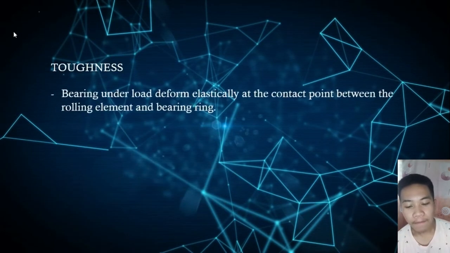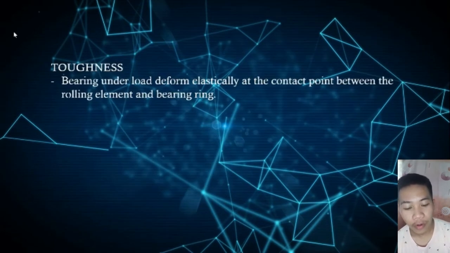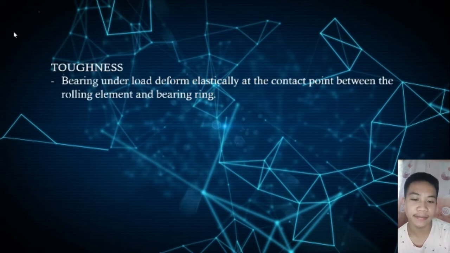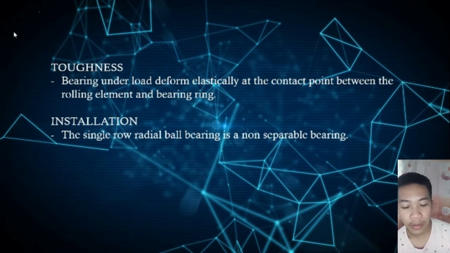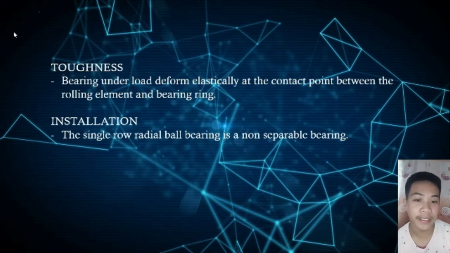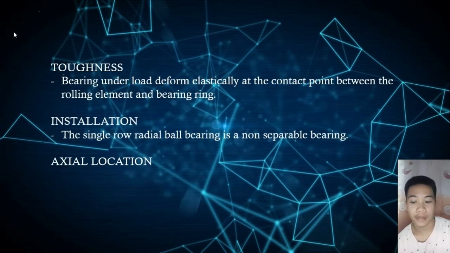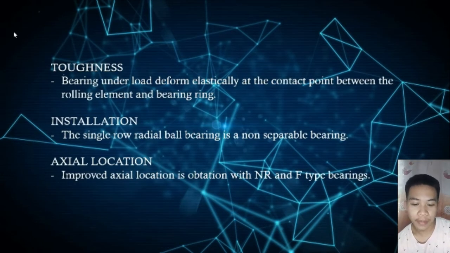Toughness. Bearings under load deform elastically at the contact point between the rolling element and bearing ring. Installation. The single row radial ball bearing is a non-separable bearing. Axle location. Improved axle location is obtained with NR and F type bearings.